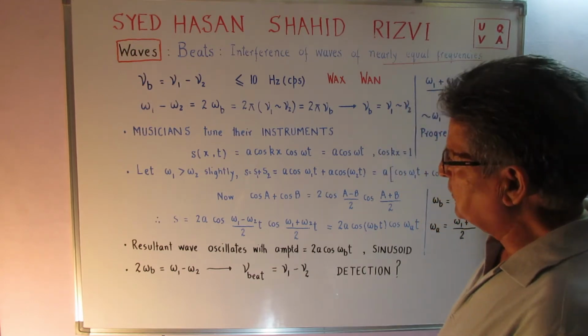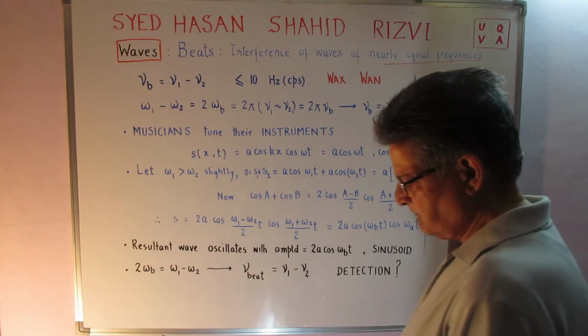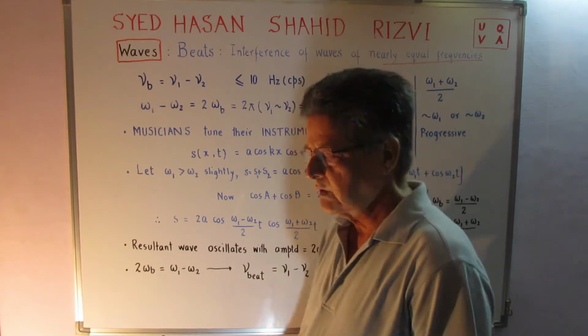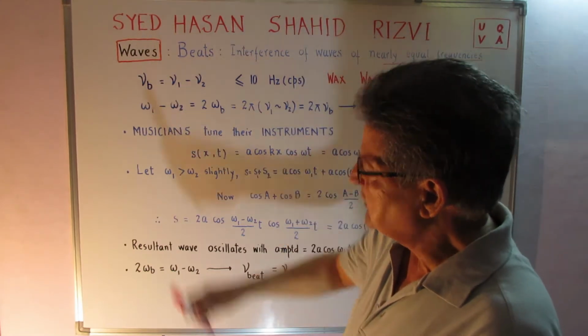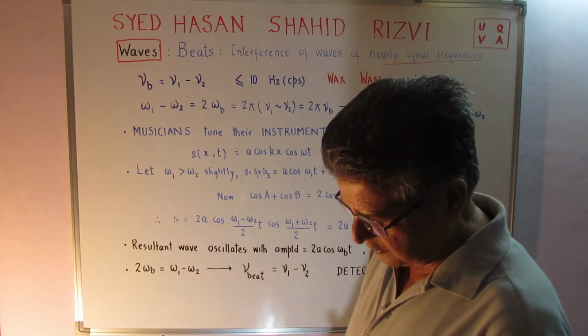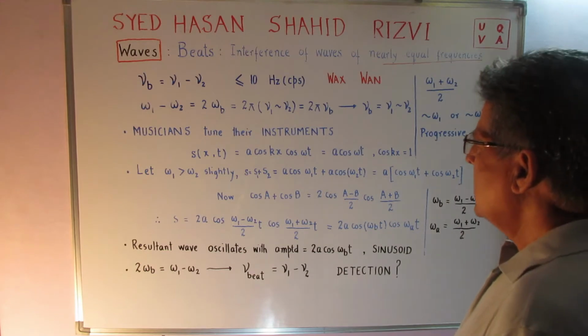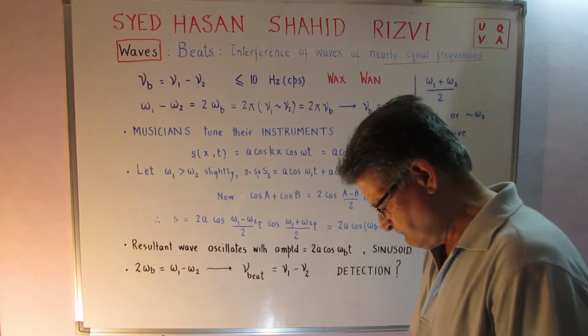The difference of the two frequencies is normally not more than 10, and I will tell you the reason for that. So the beat frequency is the difference of the two frequencies, nu1 and nu2, and it is less than or equal to 10 hertz or cycles per second.